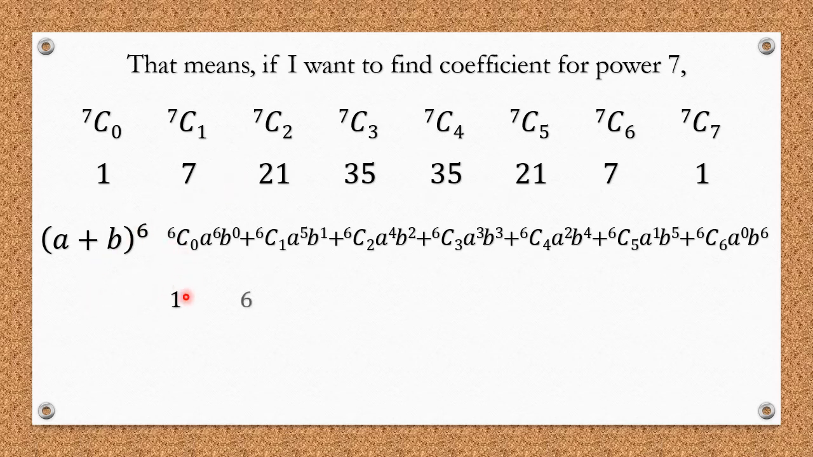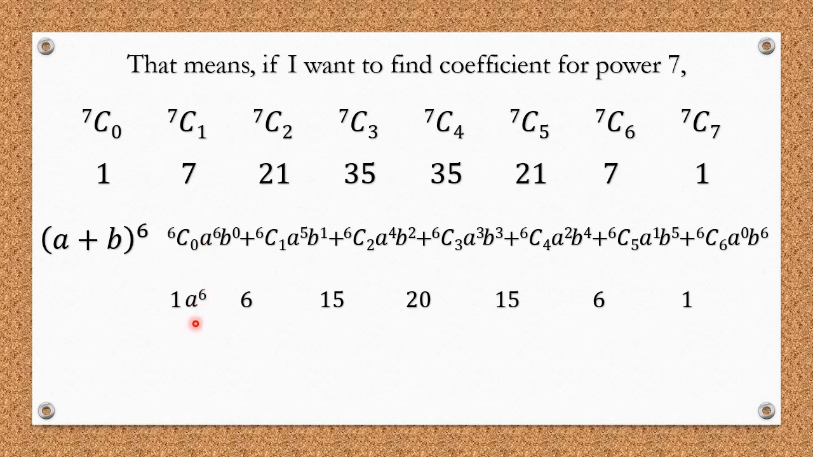Now 6C0 is 1, 6C1 is 6, 6C2 is 15, 6C3 is 20, 6C4 is 15, 6C5 is 6, 6C6 is 1. You can just check it with the Pascal's triangle which you have written down in your notes if you want. This is the 6th power row of the Pascal's triangle, which we calculated without using it.